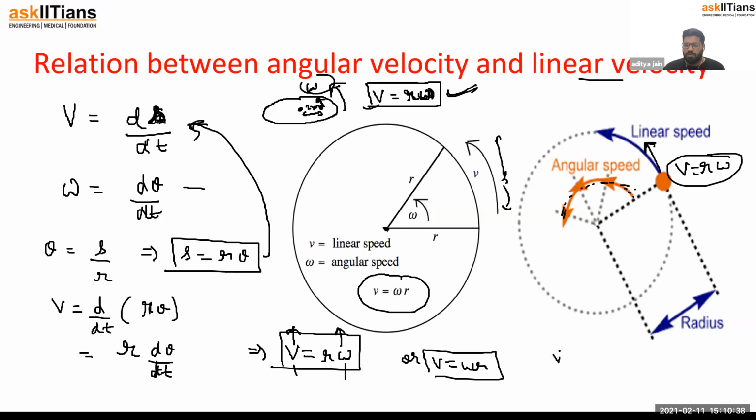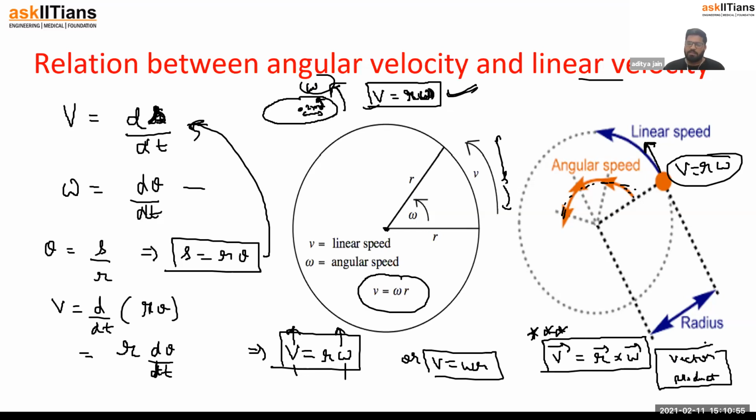Or to be more precise, if I show it in vector form, v equals r cross omega, where r cross omega is the vector product. This is the vector product which you will see in class 11. This relation you will observe in higher classes. So the basic relation is v equals omega r, where omega is the angular velocity and r is the distance from the center or axis of rotation to that particle.